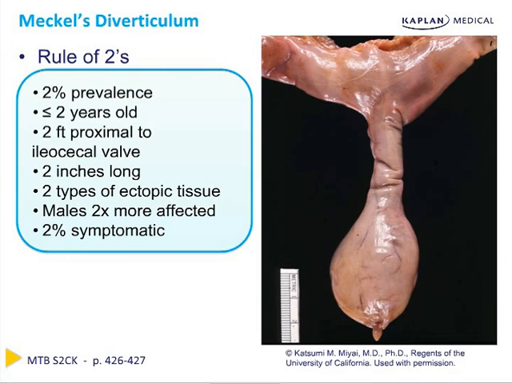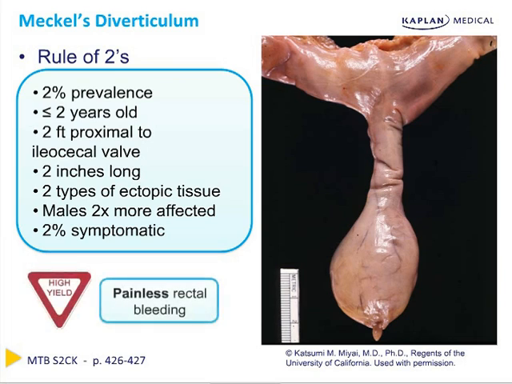But the presentation is typically painless bleeding in a boy presenting at 18 months of age. That's how Meckel's really presents itself. And then the bleeding will stop randomly by itself. So key into that fact: painless rectal bleeding, and then it just goes away all by itself, and then it recurs very often.